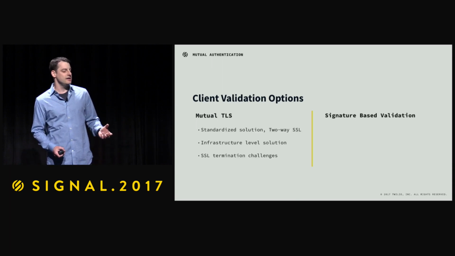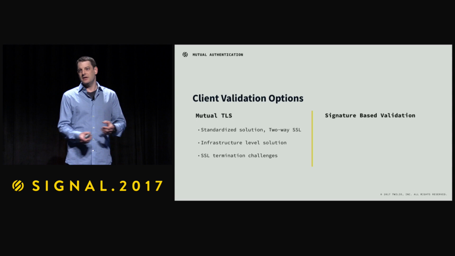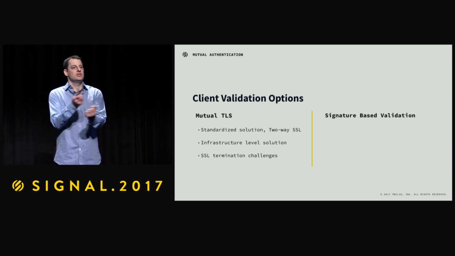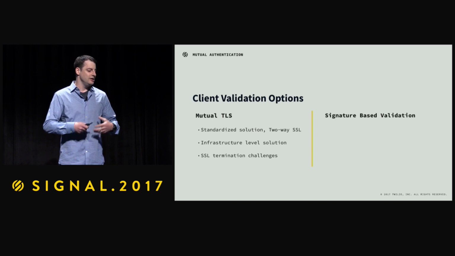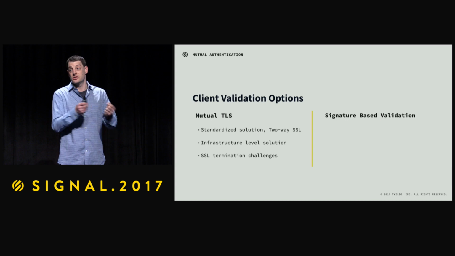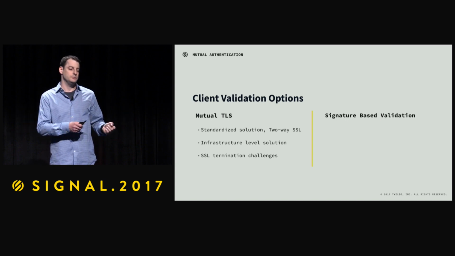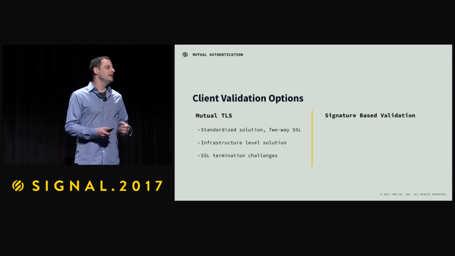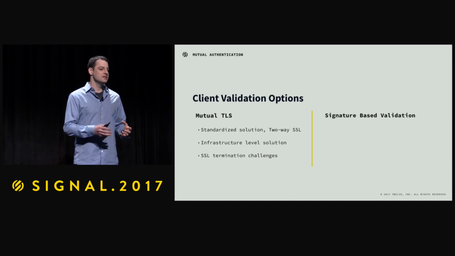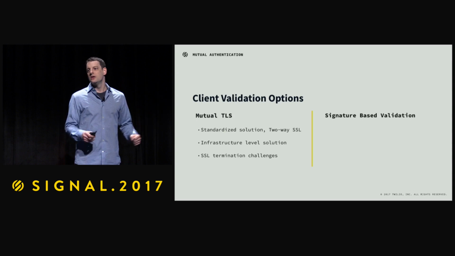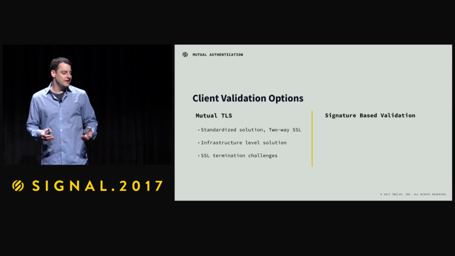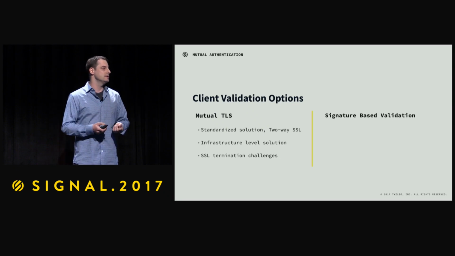Mutual TLS is standardized, and it's pretty much using the steps that you saw with SSL in two ways. You have two certificates, you exchange them in both ways, and then you have trust from the client to the server, and from the server to the client. But on the other side, that's also an infrastructure level solution. That means your edges need to support that. So if you have ELBs, for example, and they don't support that functionality, then you have a problem on where do you terminate your SSL.